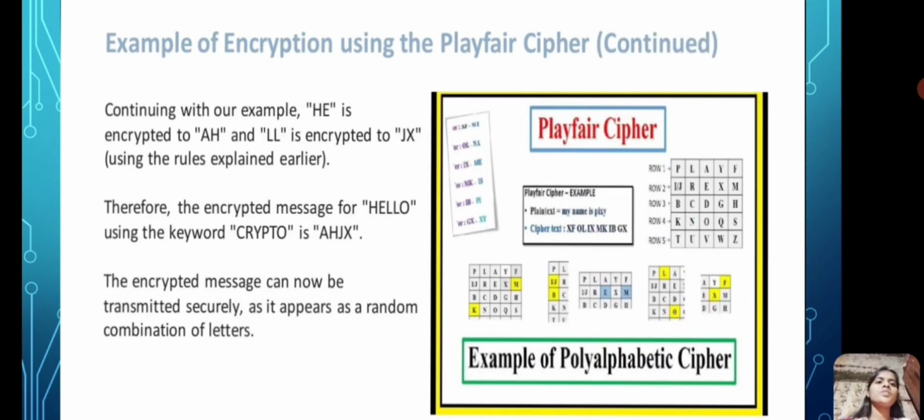Example of encryption using the Playfair Cipher. Continuing with our example, HE is encrypted to AH and LL is encrypted to JX. Therefore, the encrypted message for HELLO using the keyword crypto is AHJX. The encrypted message can now be transmitted securely as it appears as a random combination of letters.